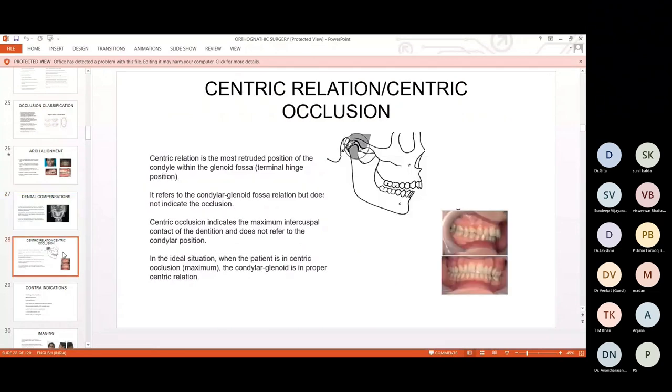There is another thing called the centric relation and the centric occlusion. Just to make sure that the occlusion may be fine, but in an ideal situation, when the patient is in the centric occlusion, the condyle in the glenoid should be in the proper position. However, due to some laxity of the TMJ fibers in and around, even if the occlusion may be okay, the joint may not be in a proper good position.